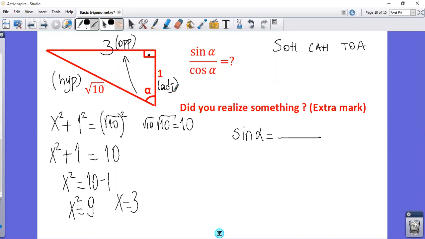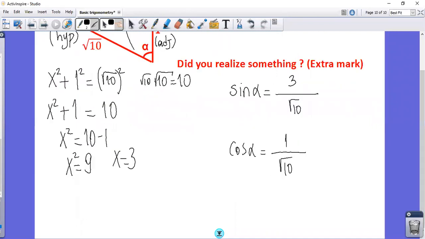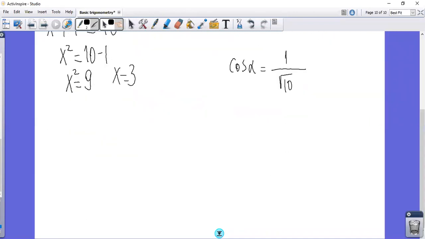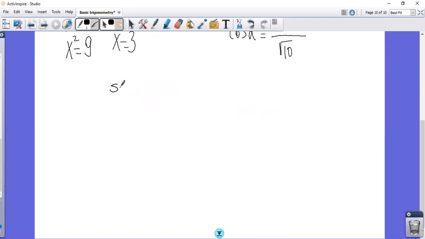So sine of alpha is opposite over hypotenuse, right? So 3 over root 10. Cosine of alpha is equal to adjacent over hypotenuse, you see? Adjacent over hypotenuse. So that's going to be 1 over root 10. So the question is sine of alpha over cosine of alpha.